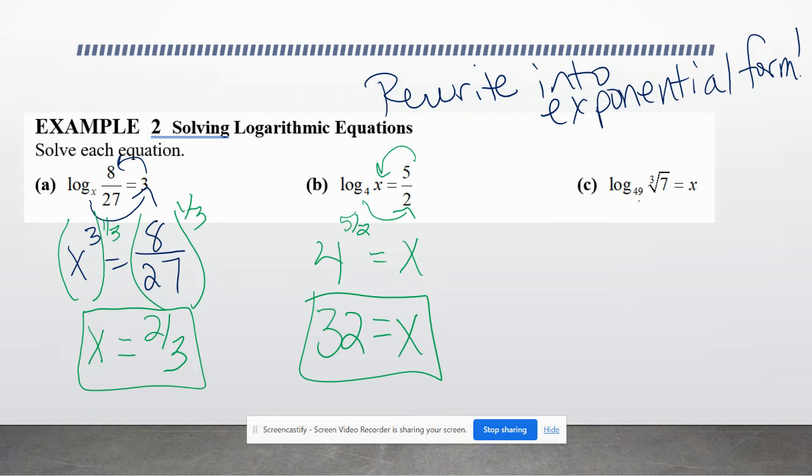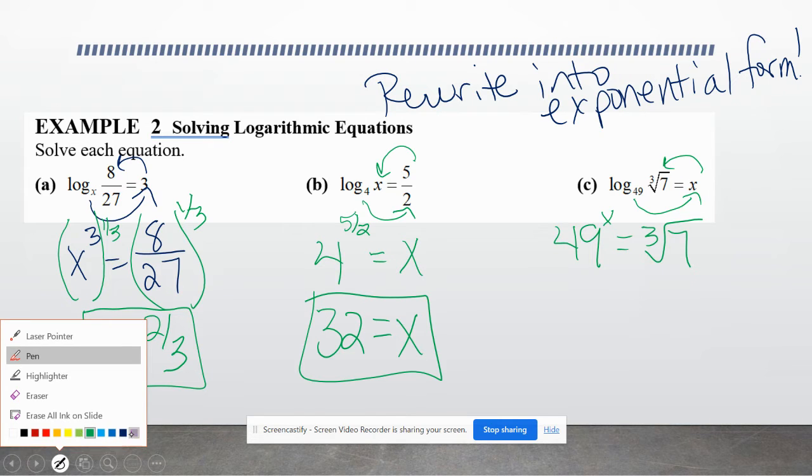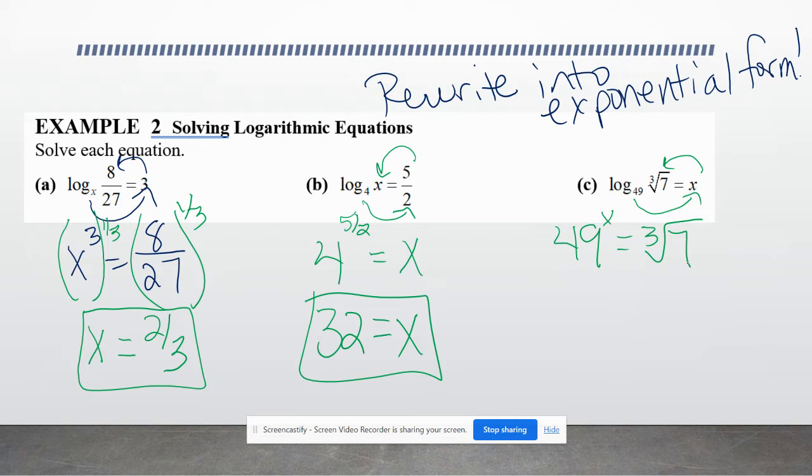Letter C, rewriting. Left is 49 for our base. Right is x. Answer is the third root of 7. This one's going to take a little bit of work. We're talking about finding like bases here. Our smaller number between our two bases of 49 and 7 is 7. If I rewrite this right side, that's 7 to the first power, third root. Power over root says that's the 1/3 power. 49 is 7 squared. 2 times x is 2x.